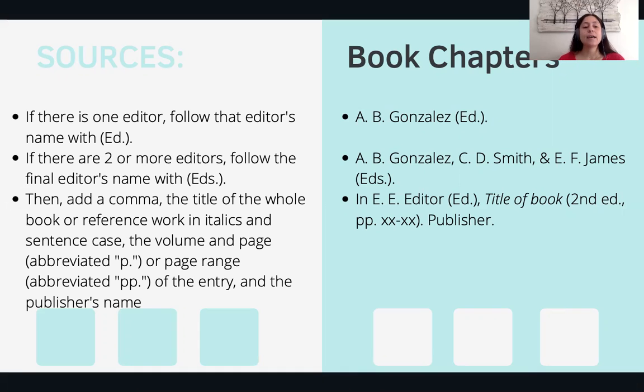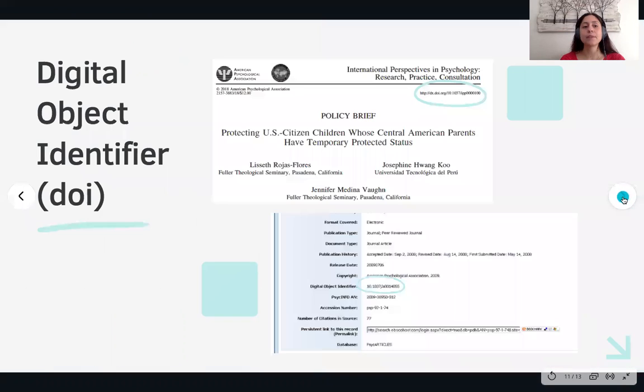Okay, and then you write the title of the book in italics, the edition, the page numbers, and then the publisher. Okay, so this is just breaking down a little bit of what you see in the previous slide, but everything is the same. All right, so it's book chapters.